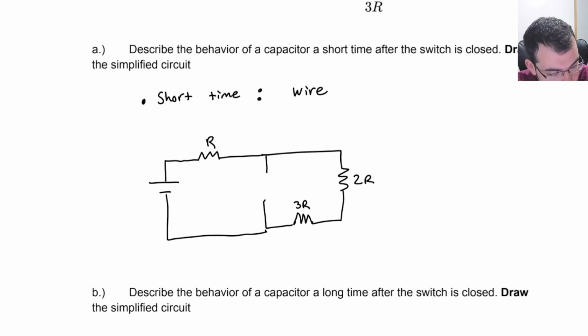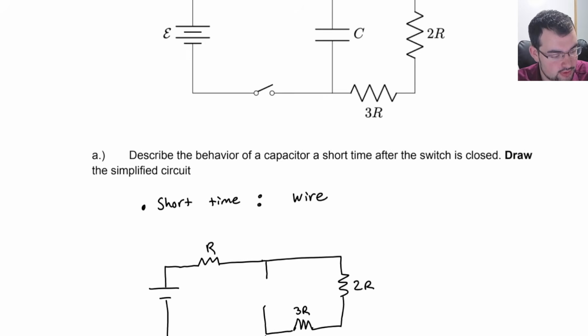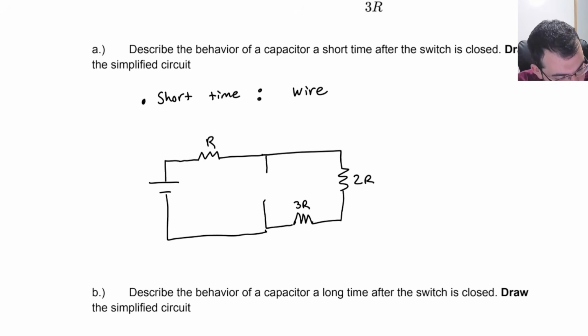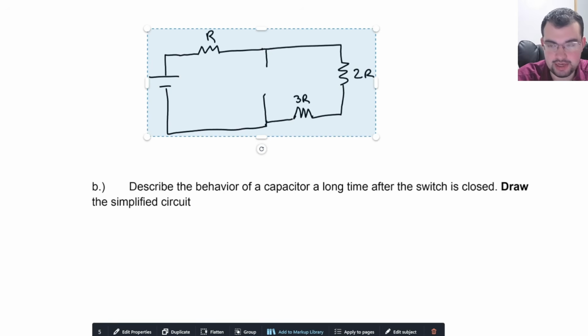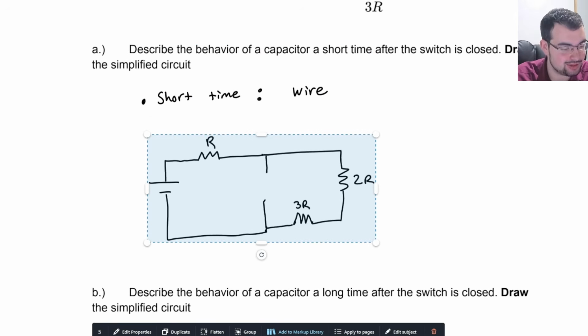So we get this as our simplified circuit, and we just have to figure out what to add to it. I'm not drawing the capacitor. I'm either going to shade in a wire or shade in a hole.